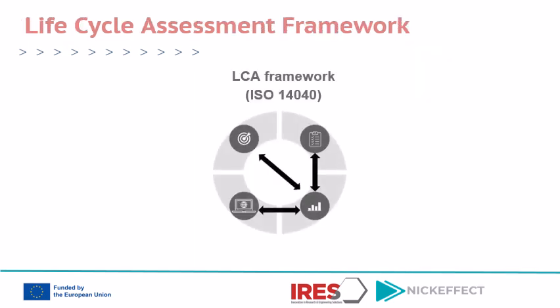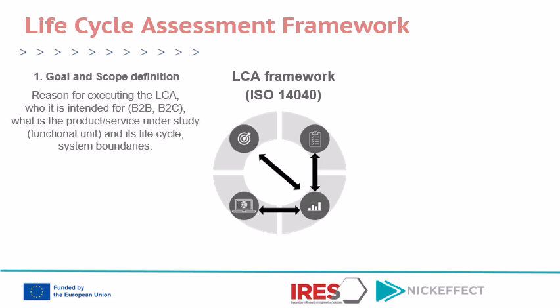The life cycle assessment framework, as presented in the ISO standard, consists of 4 steps. The first step is the definition of the goal and scope. Here we need to describe the reason for executing the life cycle assessment, who it is intended for, what is the product or the service, specifically, that we are studying, what is the functional unit of it, and to describe its life cycle and its system boundaries.